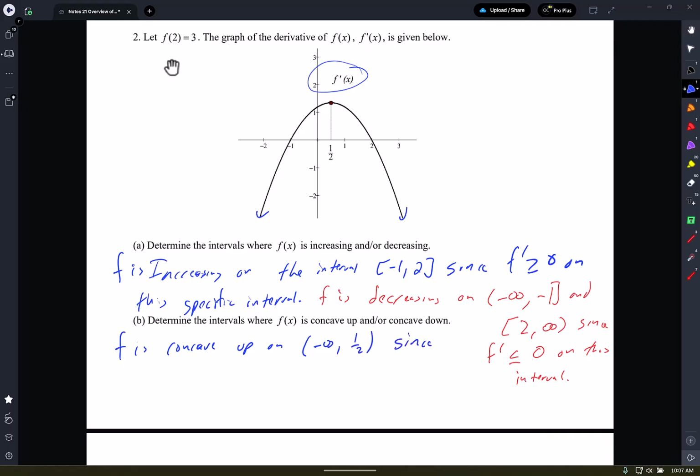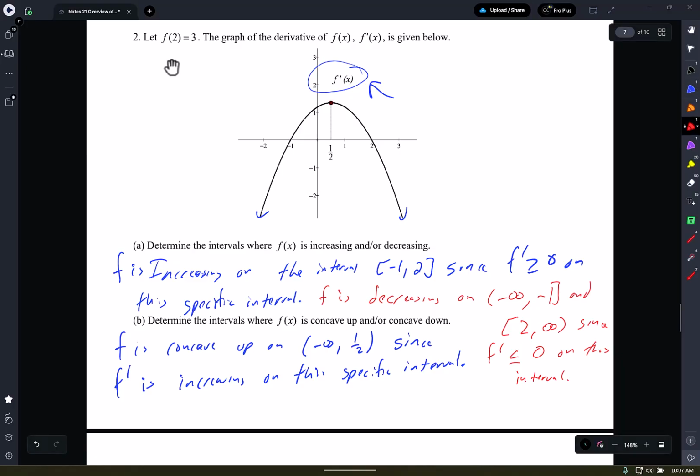So f is concave up on from negative infinity all the way to one half, since, what graph do I have here, guys? That's the one you want to reference. Since f prime is increasing on this specific interval. Is there a bracket on half? No, for concavity, never use brackets.